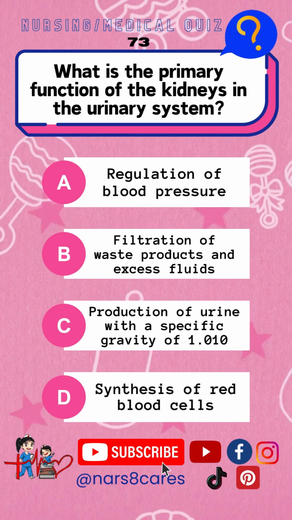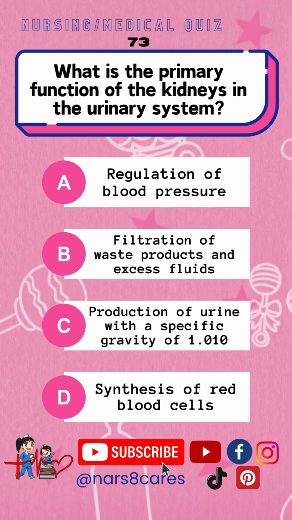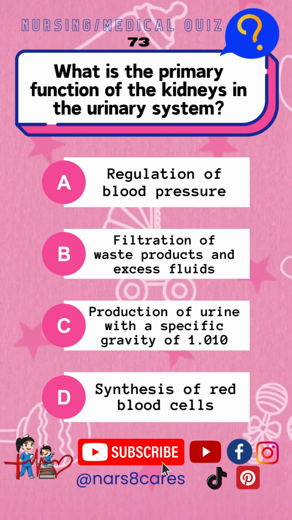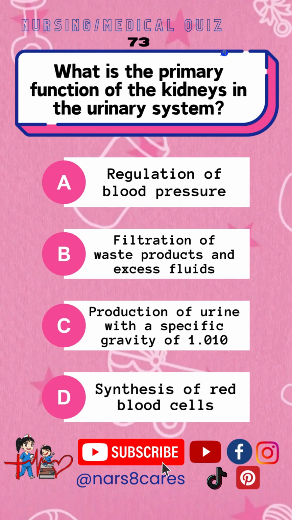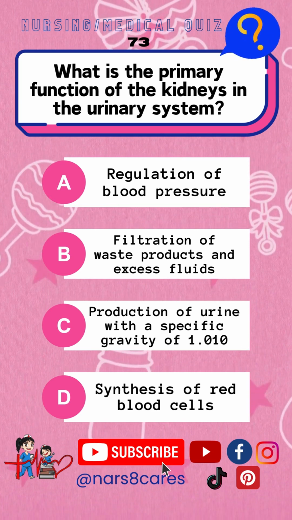73. What is the primary function of the kidneys in the urinary system? A. Regulation of blood pressure. B. Filtration of waste products and excess fluids. C. Production of urine with a specific gravity of 1/10. D. Synthesis of red blood cells.